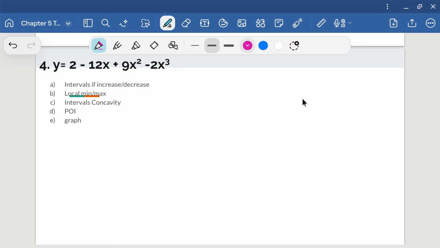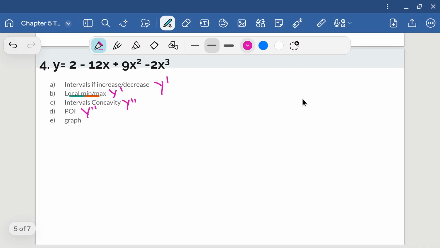Okay, sorry about that. Just looking at my function, y equals 2 minus 12x plus 9x squared minus 2x cubed. If I want my intervals of increase and decrease, that's talking about the slope, so I'm looking at my first derivative. Local max and mins, I still need my first derivative. Intervals of concavity need your second derivative, which will also give you the point of inflection, and then we can graph it. So there's quite a little bit of work here, but it's not hard work.